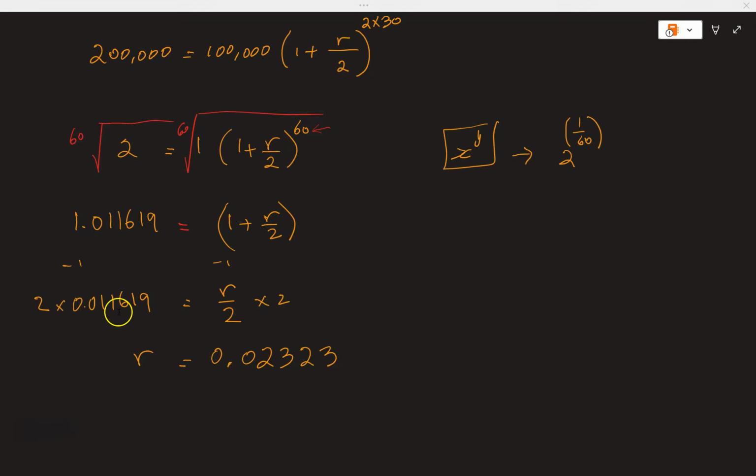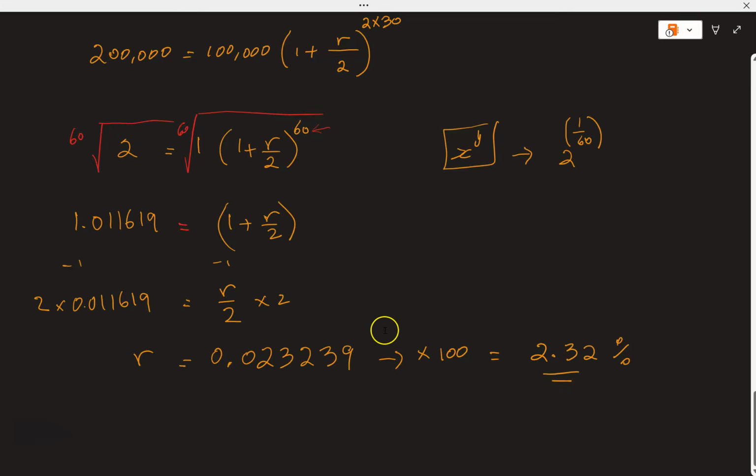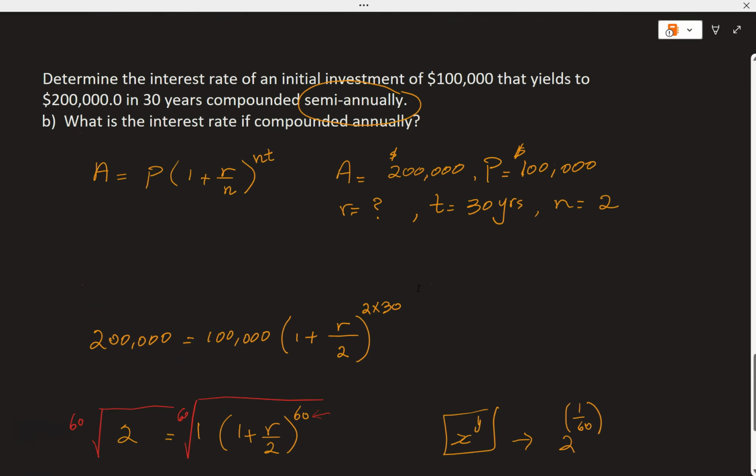But when you do the multiplication, you'll end up getting 0.02323. And I'm just going to stop after that. You can round it to 6 decimal places. And then to get the actual interest rate, you have to multiply that by 100 and put a percentage sign, and that will be 2.32%. That is the annual rate compounded semi-annually for 30 years.